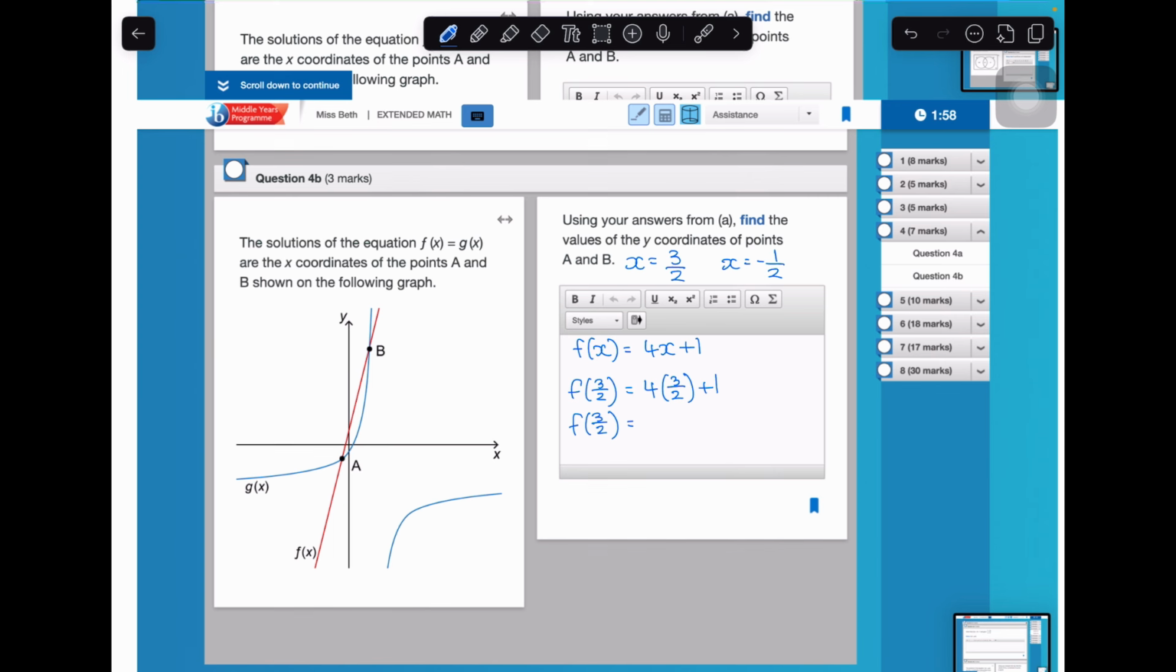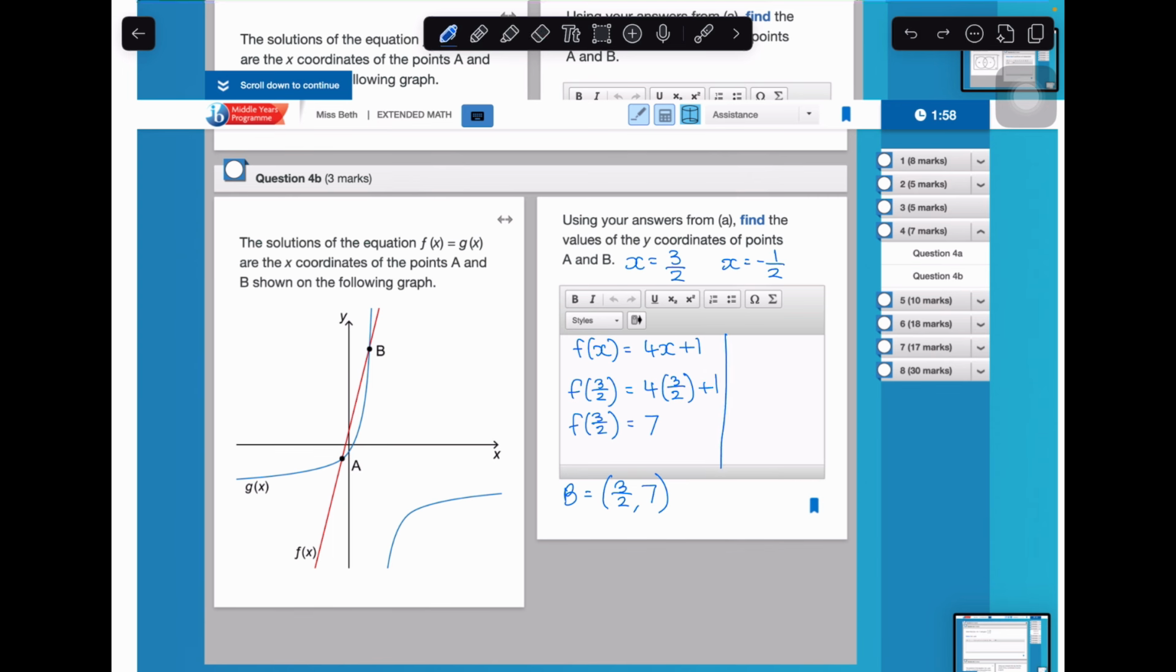So we have f of 3 over 2. So 4 times 3 is 12. 12 over 2 is 6, plus 1 is 7. Okay, so my coordinate for B, because I did B first, because why not? So B is going to be (3 over 2, 7). And then you would repeat the process for A.